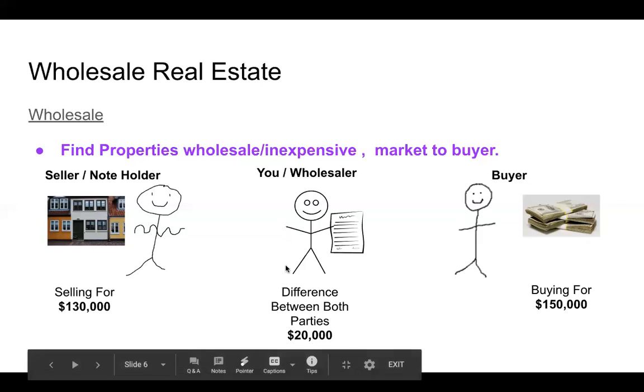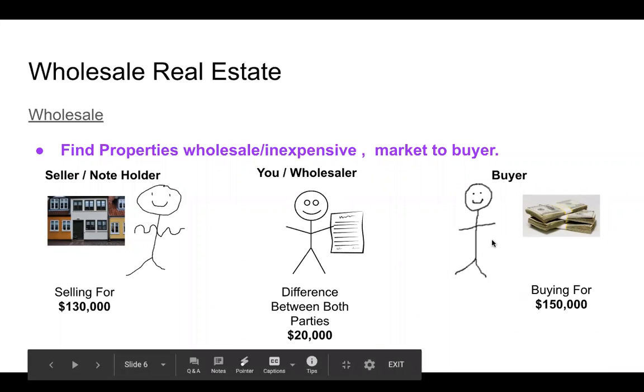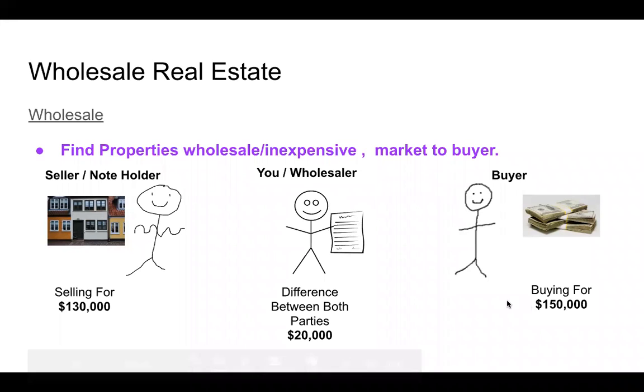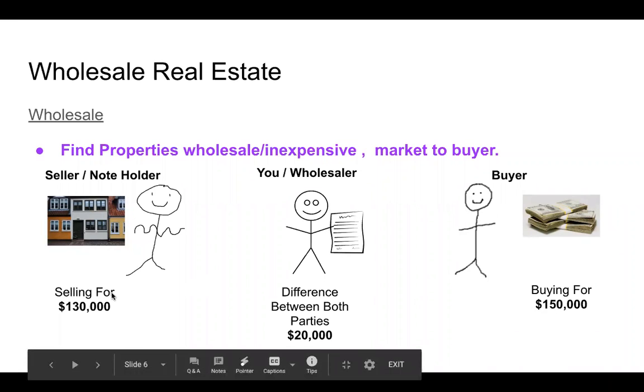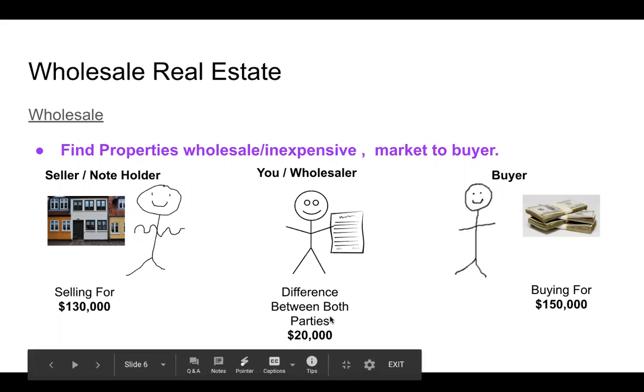So what you do is you take this deed, this paper, it is the most important thing in the deal, and you go to the buyer and you have him sign another paper because he's gonna wanna agree to buy this deal. So he's buying it for 150 and the seller is selling it for 130. You get the difference between both of those parties, which is $20,000, all right? So you're the middleman making the difference between the seller and the buyer, all right? Simple as that. That is how wholesale real estate works.